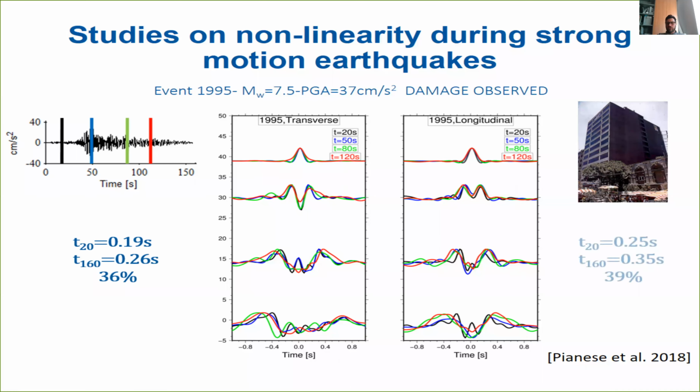Then the building was also retrofitted. So at this time, for example, during this earthquake in 95, one could estimate some increase of delay time. For example, from the first window to the last window, there is an increase of 36%, which is a large amount in the transverse component of the building, and 39%, which is again very large due to the damage in the longitudinal component of the building.